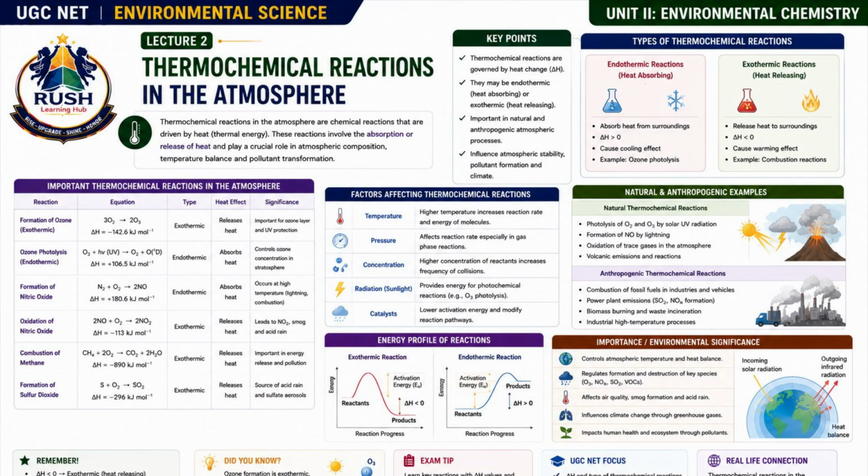For example, methane combustion can be represented as: methane reacts with oxygen to produce carbon dioxide, water, and energy. This reaction releases a large amount of heat and contributes to atmospheric warming and energy production. Another example is the oxidation of nitric oxide. Nitric oxide reacts with oxygen to produce nitrogen dioxide. This reaction releases heat and contributes to the formation of atmospheric pollutants.